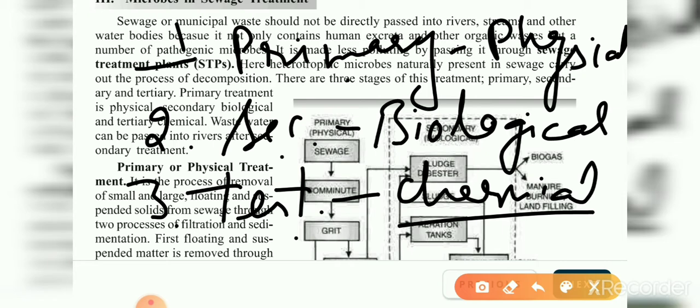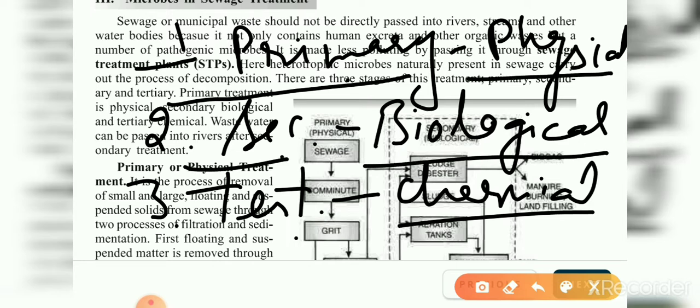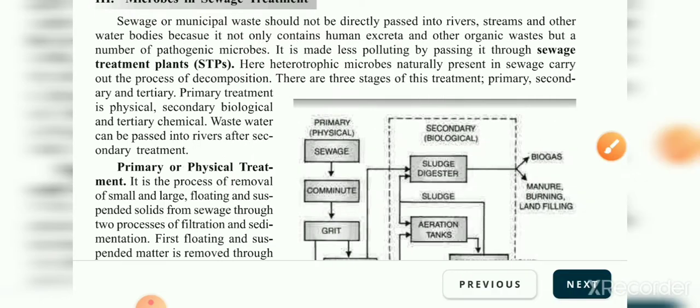This you should know. Asked in PMT NEET exams, a question comes as to what the primary stage is also called. So it's a physical stage, secondary stage is a biological stage, and tertiary stage is a chemical stage. Now one by one we will discuss all those stages.